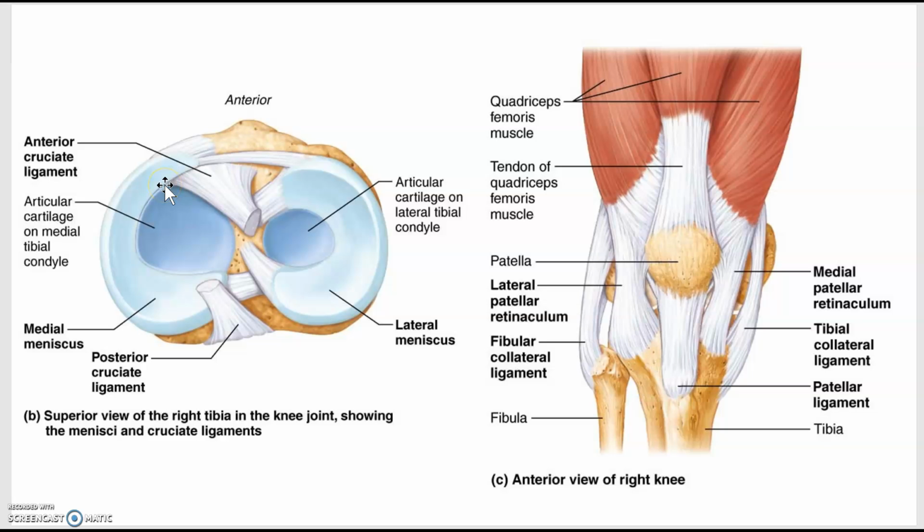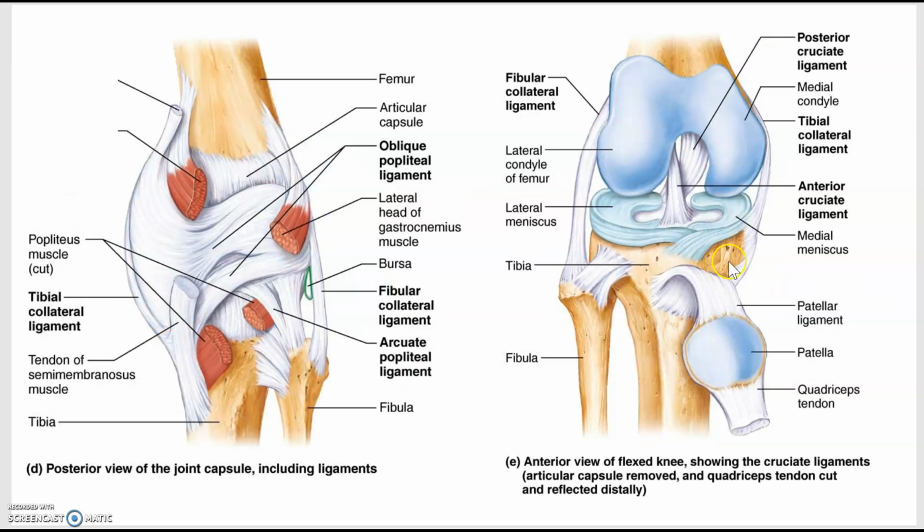And within this capsule, you have some intracapsular ligaments that you need to know. Your anterior cruciate ligament, it's on the anterior side. These are called your cruciate ligaments because they actually cross within the knee. So you have your ACL and your PCL, anterior and posterior cruciate ligaments. And on this view you can really see how those ligaments cross. Anterior cruciate ligament, posterior cruciate ligament here. There's your fibular collateral ligament, and then tibial collateral ligament.